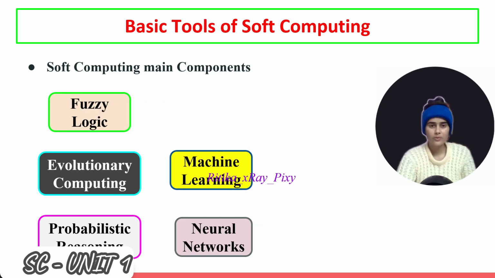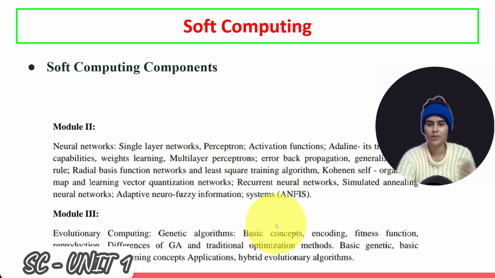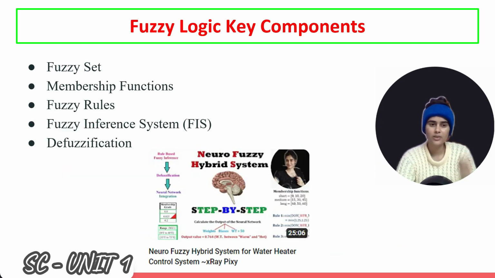Then we have different soft computing tools: fuzzy logic, evolutionary computing, machine learning, neural networks. These are given in other units that we will cover in upcoming videos. For fuzzification, defuzzification and the rule base, and how it all works, you can check this video, which is given with a numerical example.